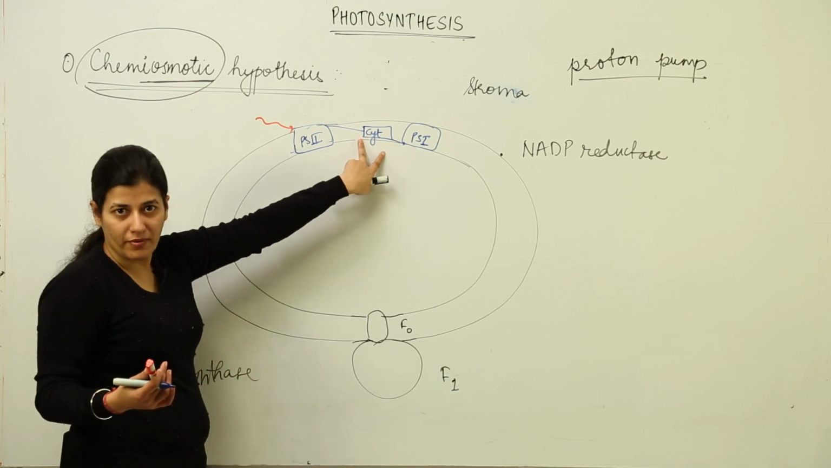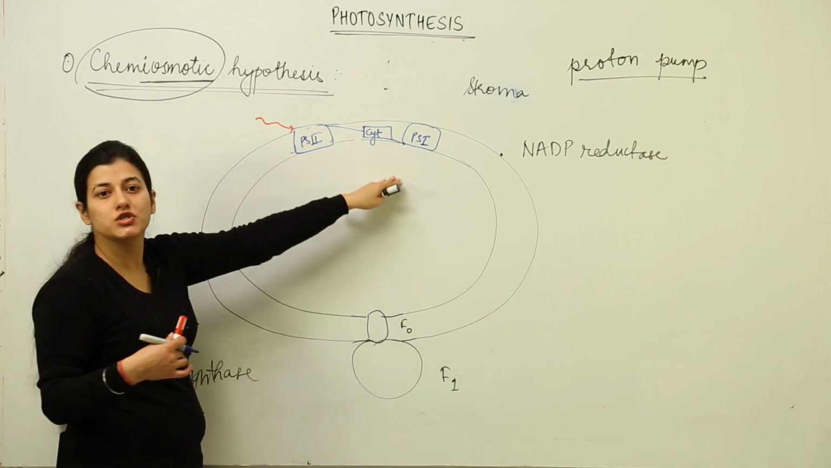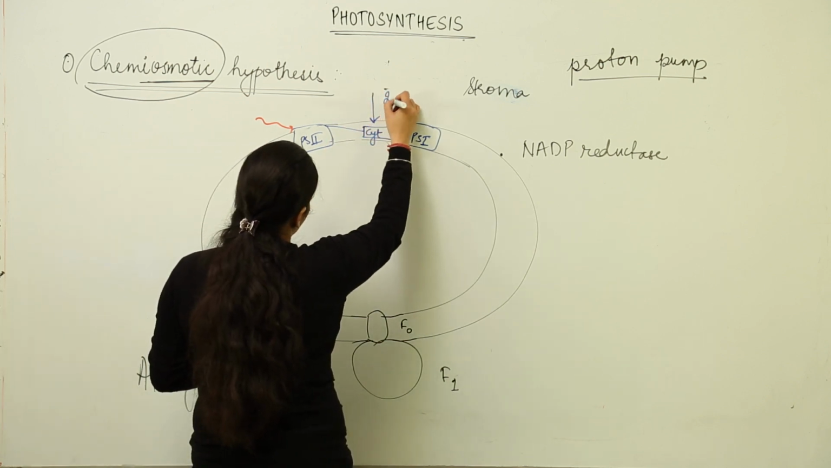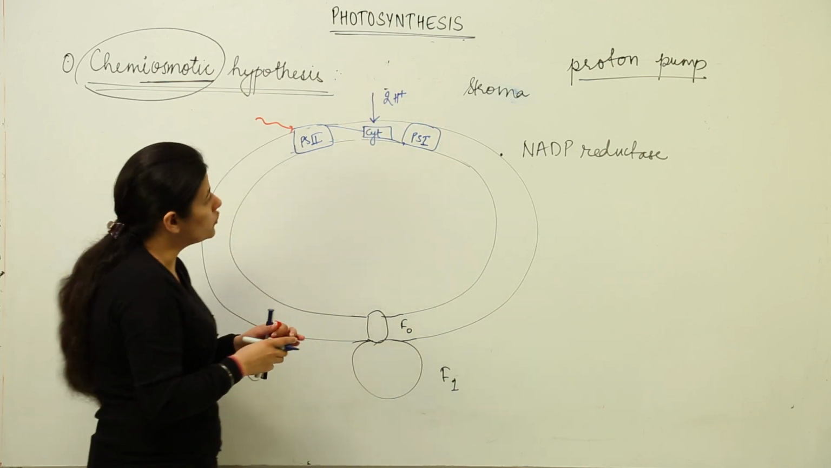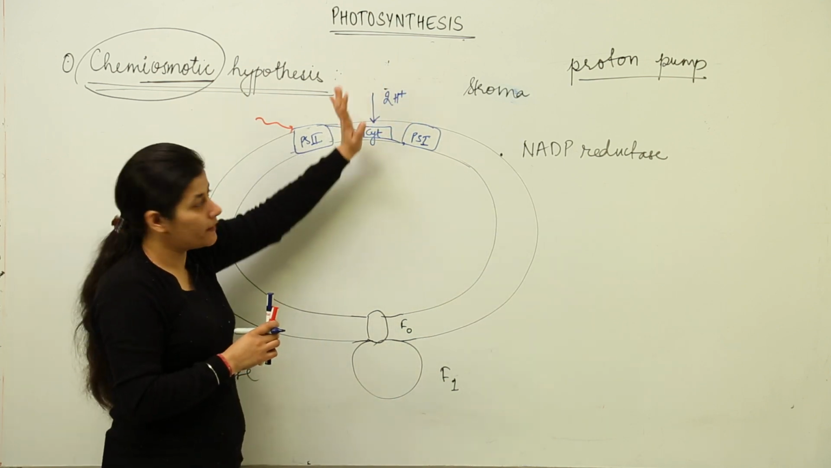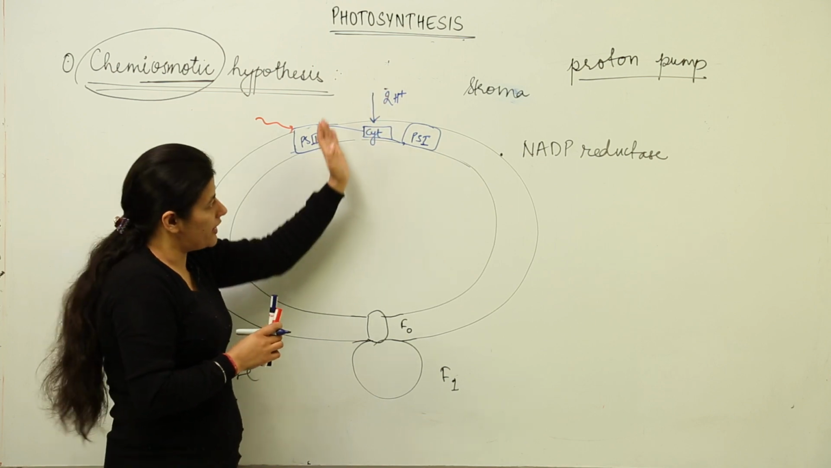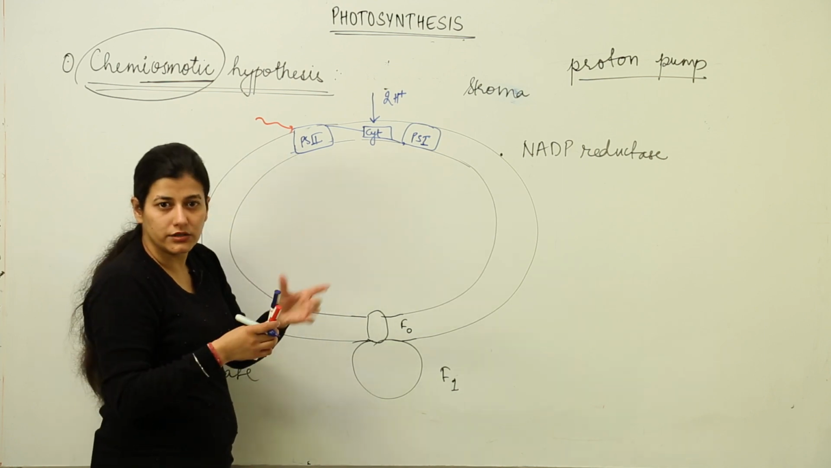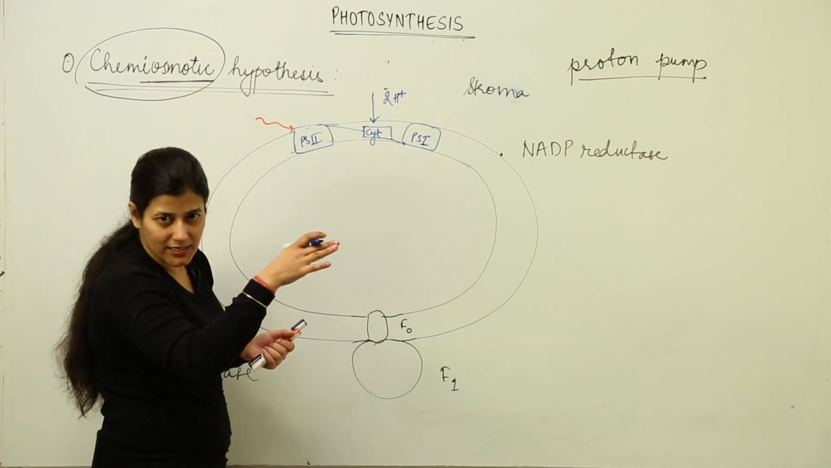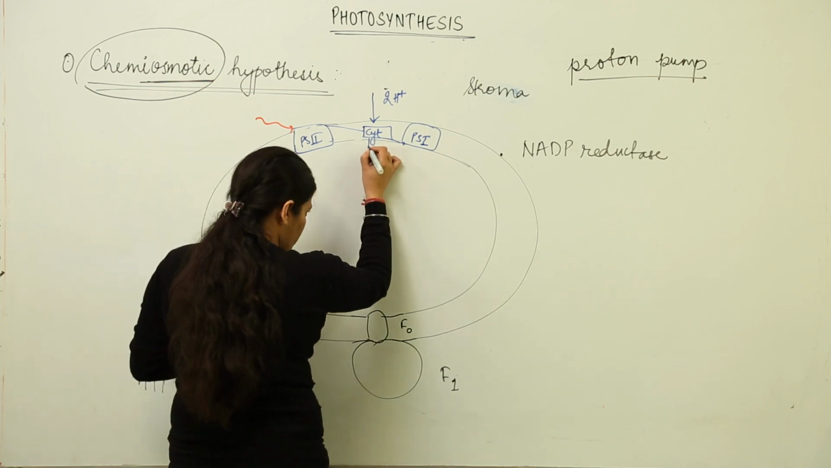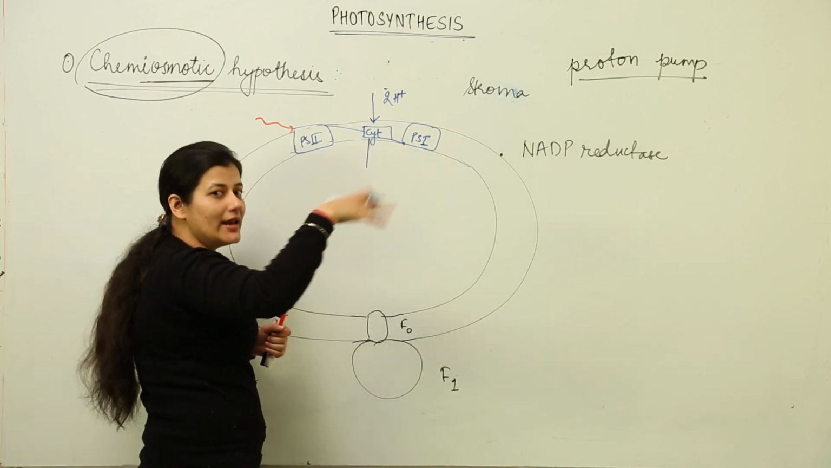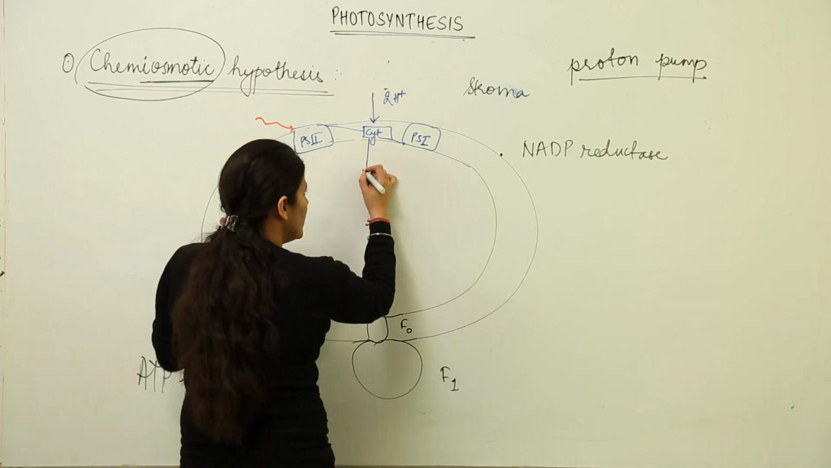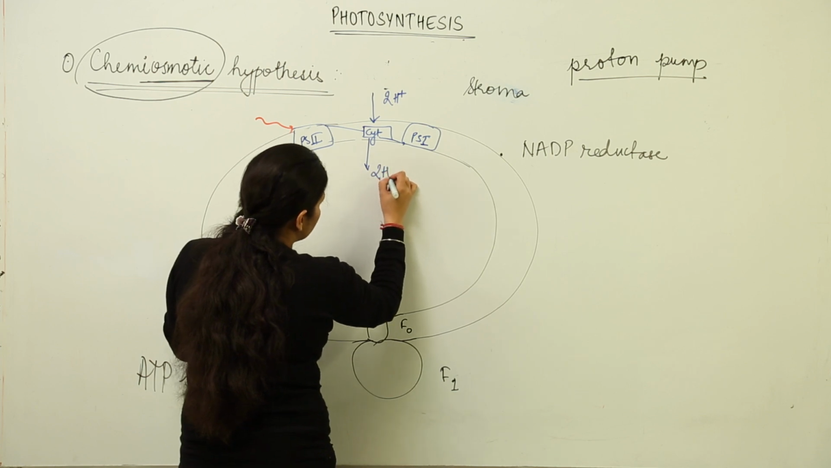This cytochrome complex, because of the energy changes which are taking place, takes up protons from outside, the protons which are present inside the stroma. When the electron is accepted by cytochrome, the protons are also taken, and that causes the energy changes. The electron goes to the next electron acceptor, and the protons which were absorbed by cytochrome are thrown inside the lumen.